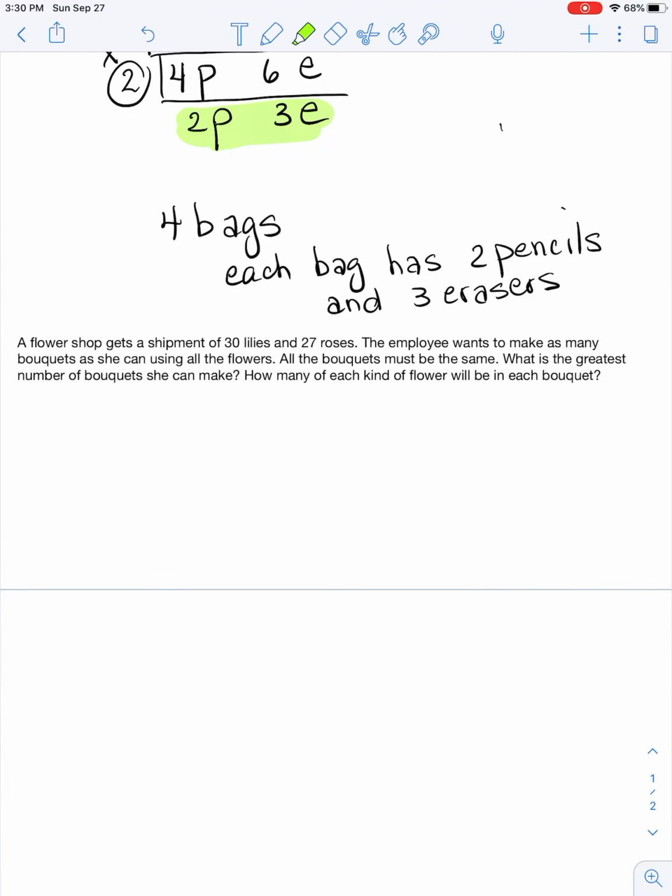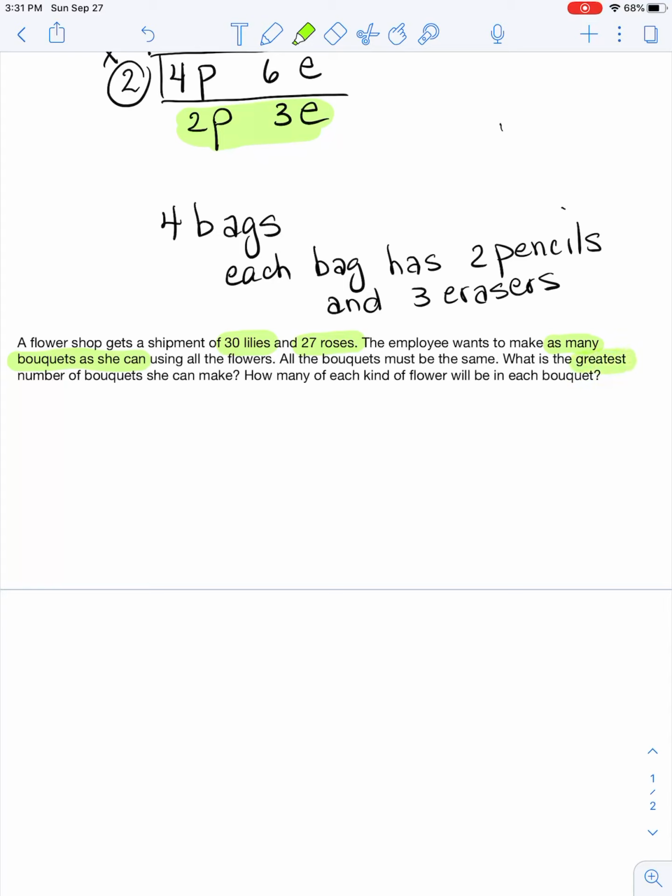Okay, a flower shop gets a shipment of 30 lilies and 27 roses. The employee wants to make as many bouquets as she can. That means the greatest number of bouquets. She wants to use all the flowers and have none left over. That's a clear sign that this is a greatest common factor problem. All the bouquets must be the same. Again, we want the maximum number, but they all have to be the same, greatest common factor problem.